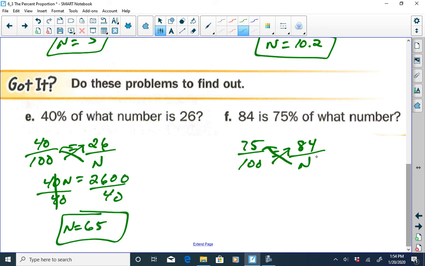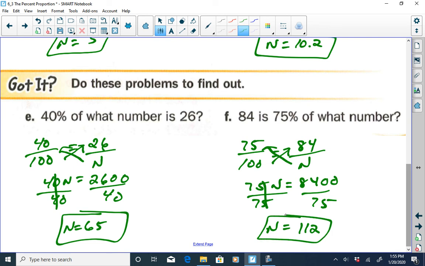I use my cross products property. 75 times n is 75n. 84 times 100 is going to be 8400. We divide both sides of that equation by 75. N is going to be equal to, let's see, 8400 divided by 75. That's going to be 112. Alright, so that's essentially it.